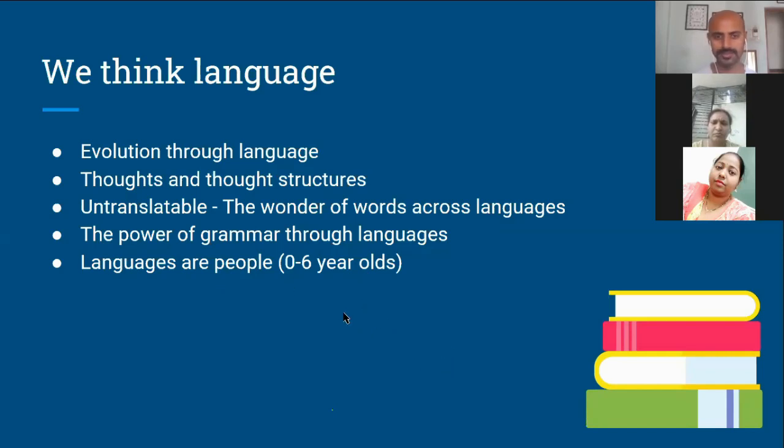From 0 to 6, it is very important to keep in mind that children learn languages according to people. Now, if the same person speaks in 2 or 3 languages, then the child will get confused. Then it won't work. So you have to be loyal to one language per person in this age group.